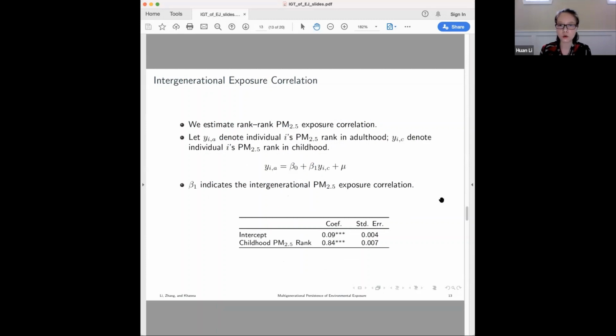The method is quite straightforward. We just establish the correlation between the childhood exposure and the adulthood exposure. So first, we estimate a rank PM 2.5 exposure correlation. As you can see here, the correlation is very large. It's 0.84, and this correlation just represents how close the PM 2.5 exposure for the individual during their adulthood is to their parental environmental exposure.